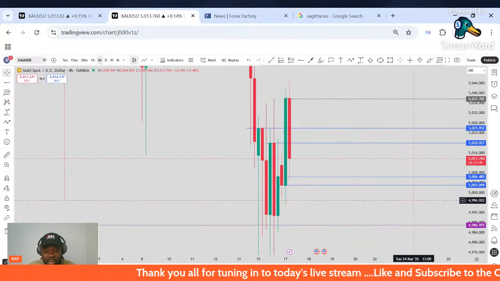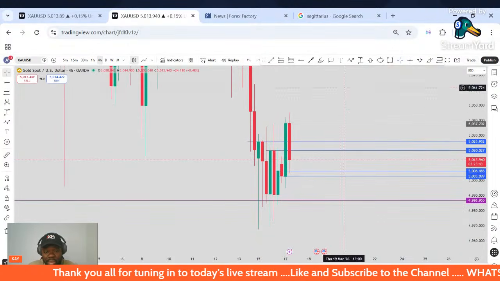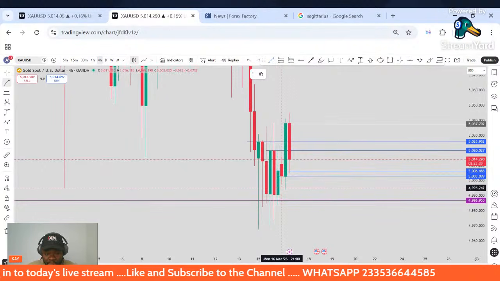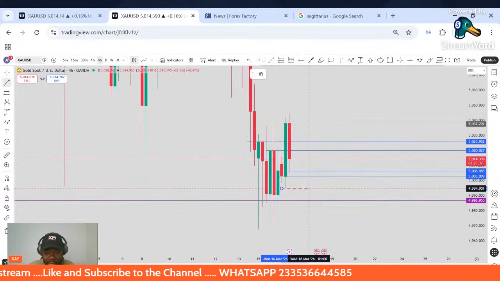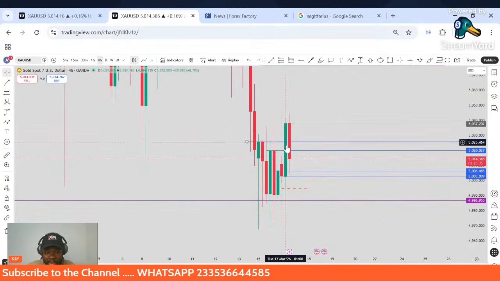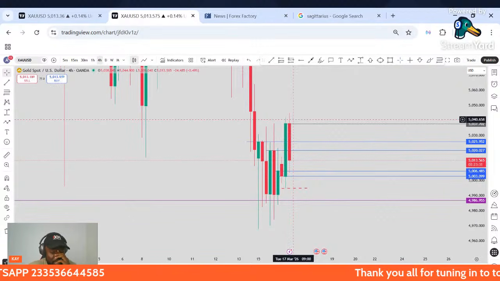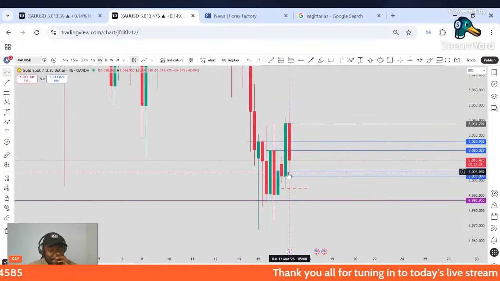And let's talk about where I would love to take a sell. With a sell, unless price has broken the lows over here, I will not consider taking a sell. When price breaks the low, takes the low over here, now it has taken a high as well. So I would love to wait.